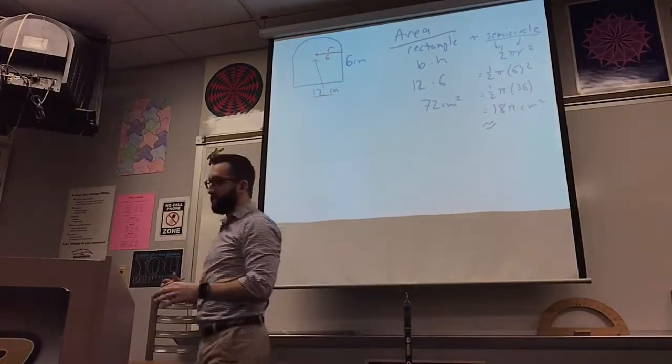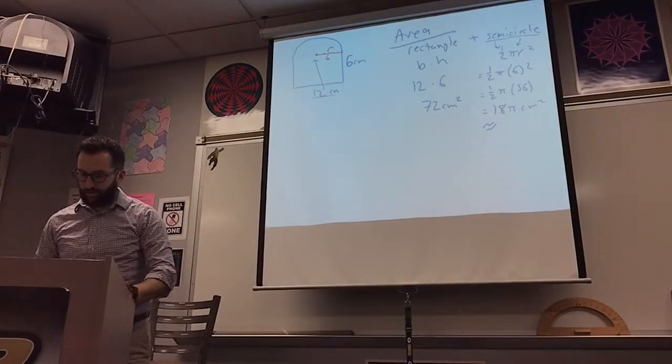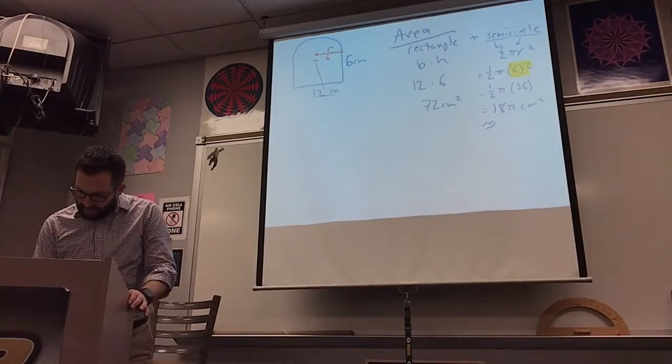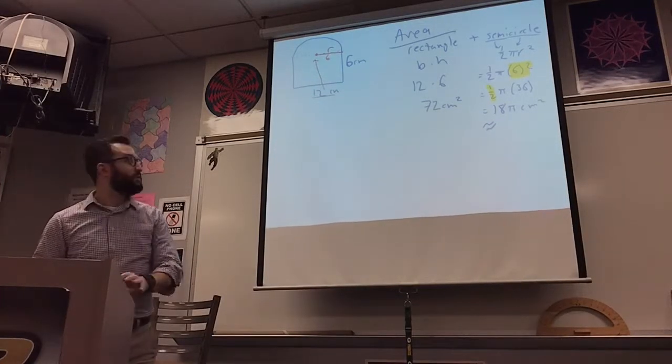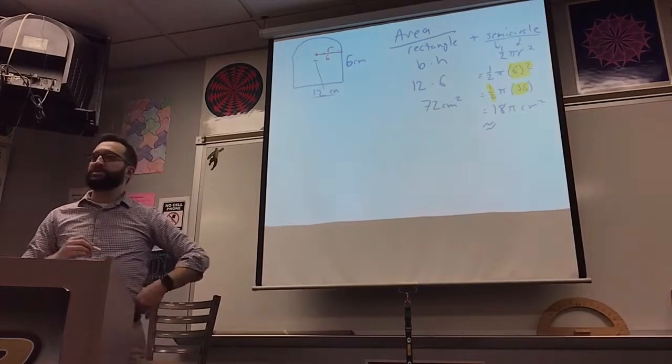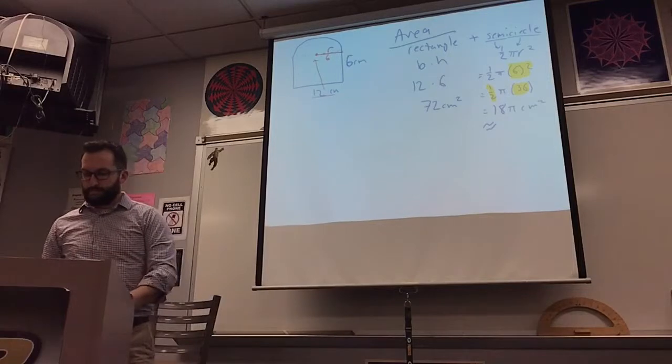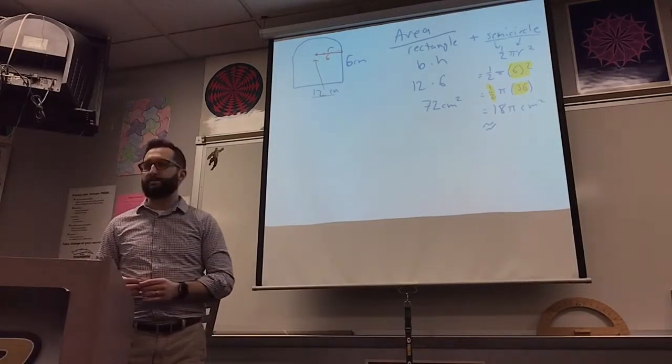Okay, that's first. I'll highlight that for you. That is first. Then we can do this. All right? You must do exponents first. That was a huge mistake on your quiz. Half of 36 is 18 pi.